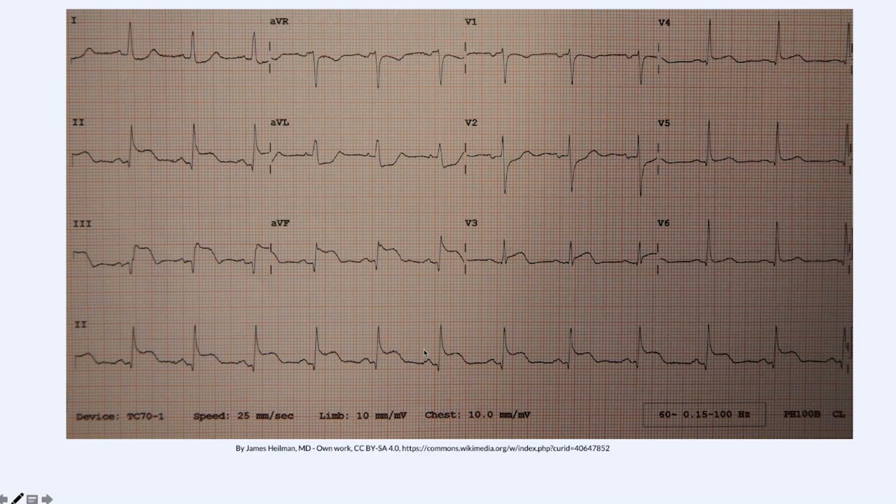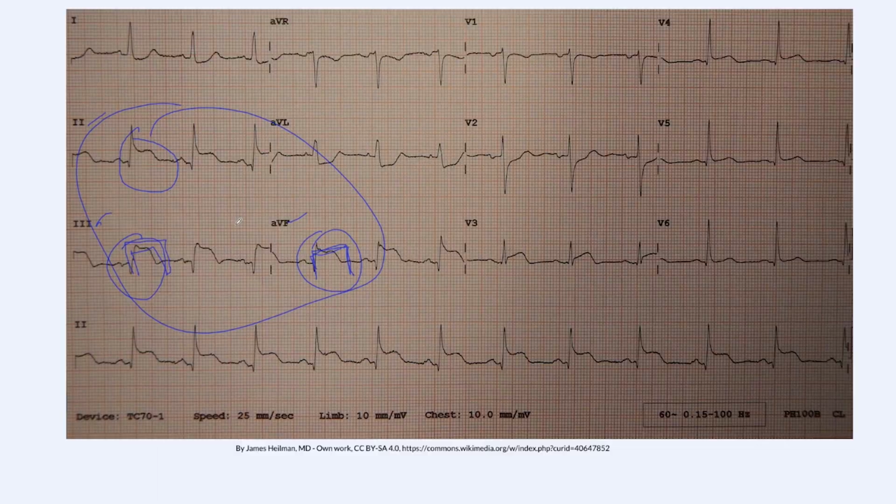So here we have an inferior wall STEMI, ST segment elevation MI. If you look here, you can actually see those ST segment elevations in leads 2, 3, and AVF. It's often referred to as a tombstone sign. And if you look, well, that kind of looks like a tombstone, right? Kind of that squarey rectangle. Either way, we see it in contiguous leads, 2, 3, AVF. This right here, that's a STEMI. That's bad. Get them to the cath lab.